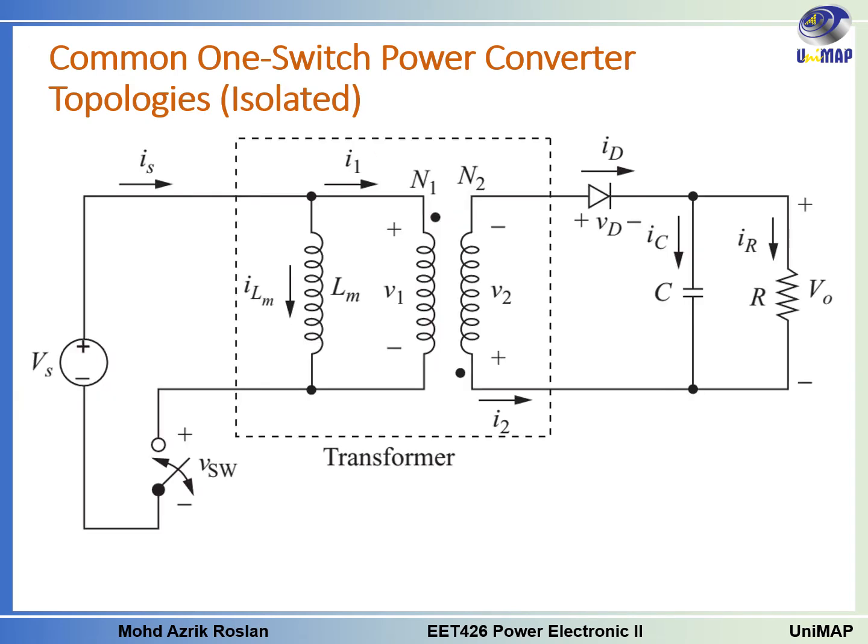The second isolated converter that we are going to learn in this course is the flyback converter. The structure is a little bit different, but it also has the input side and the output side, and they are separated by the coupled inductor here, which is some sort of transformer.